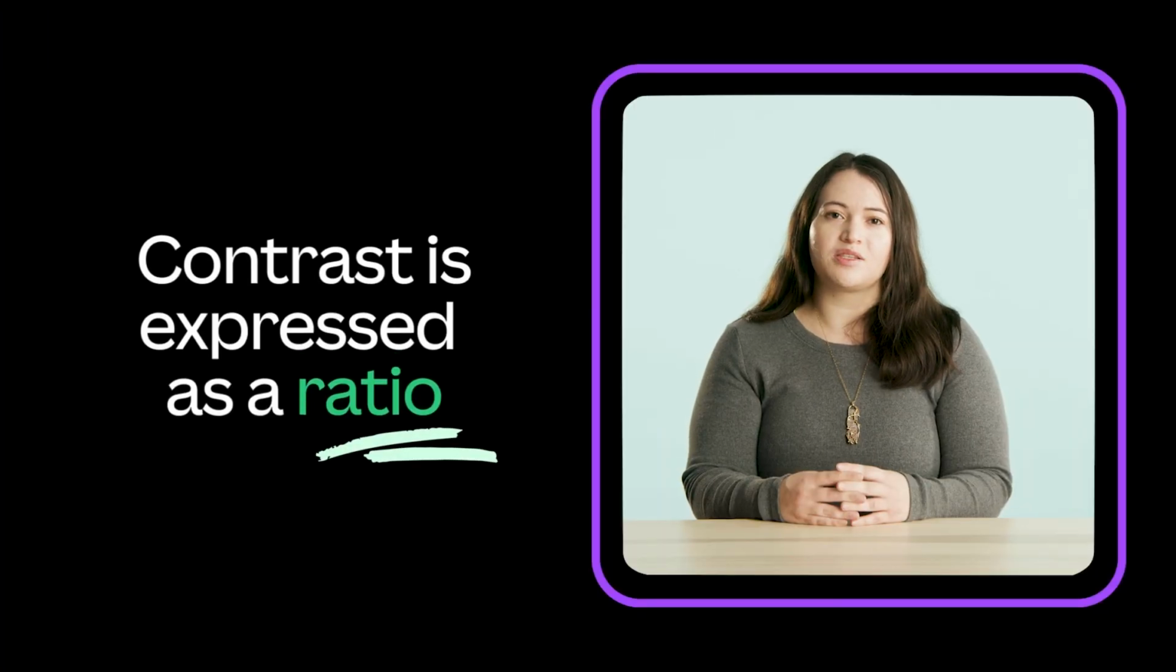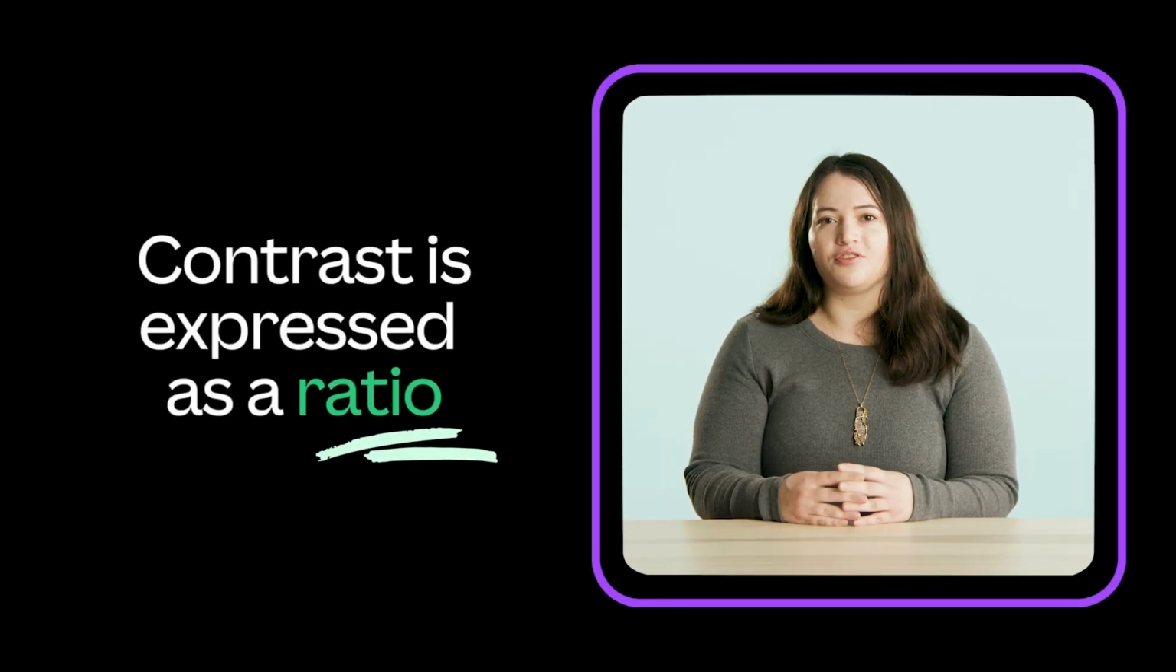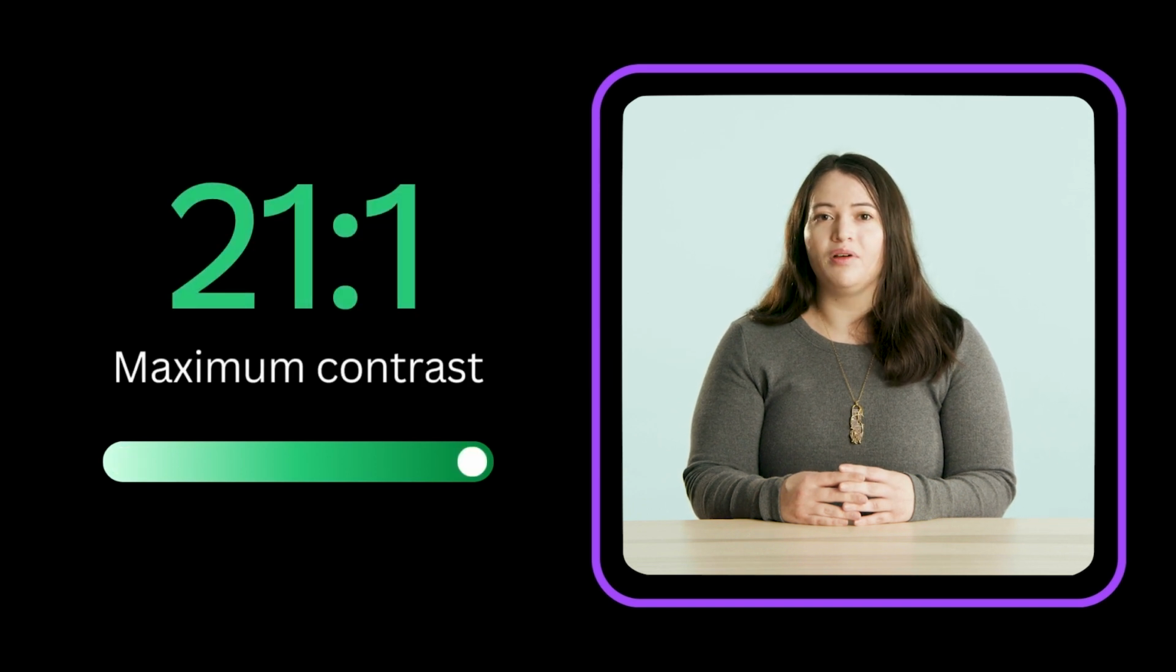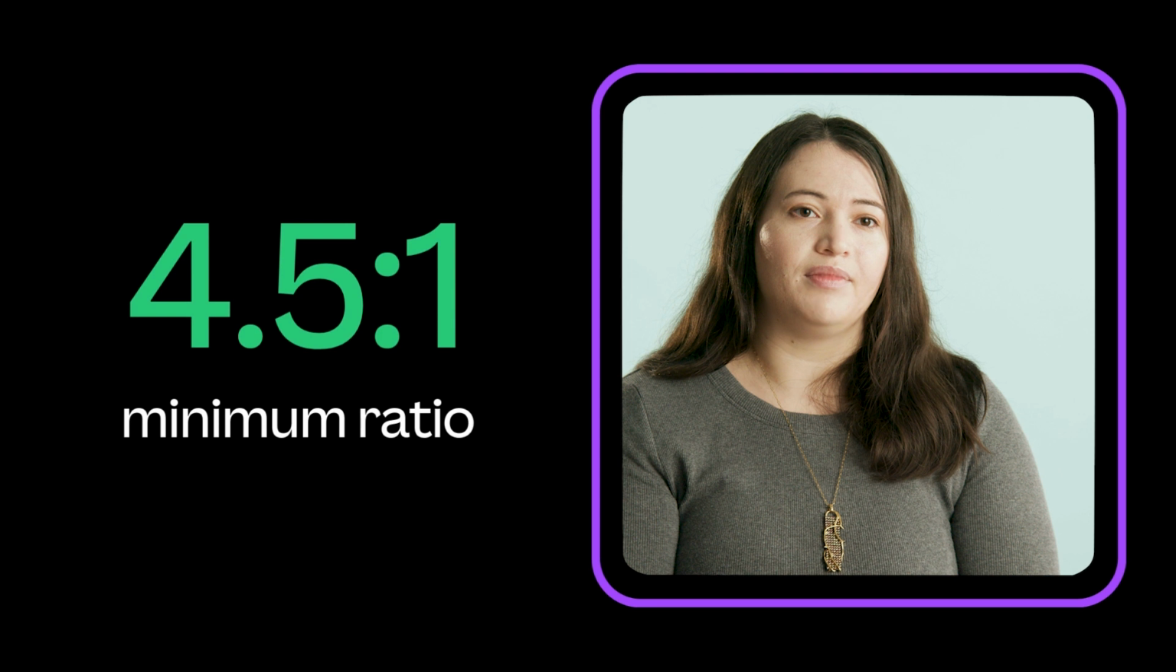Now, contrast is expressed as a ratio. No contrast is represented as 1:1, where there's no contrast at all, for example if we use white on white. And it can go up to 21:1, where we have maximum contrast, say black on white. So the question is, when do we have enough contrast? Well, the minimum ratio is at least 4.5:1. 4.5:1 is where the average 80-year-old will start to struggle to read.